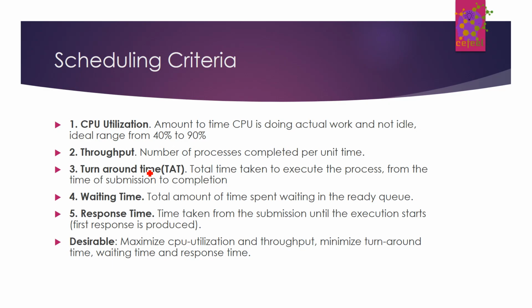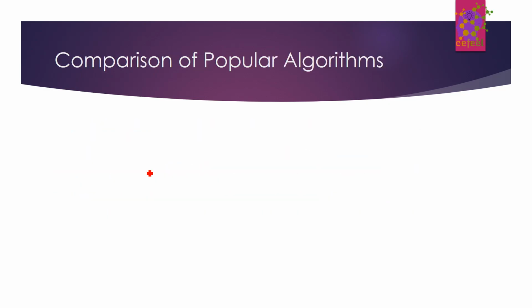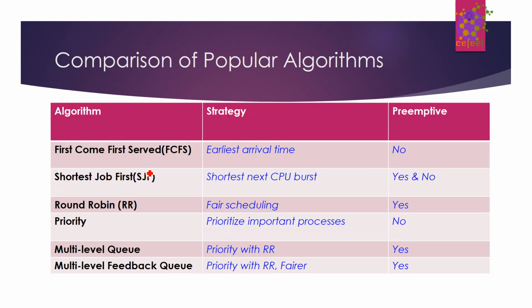Alright, cool. So let's move ahead and see the different popular or important algorithms that we have for CPU scheduling, and let's go through them and compare them to each other a little bit. So here are all the algorithms that we have. In fact, we have 6 algorithms.